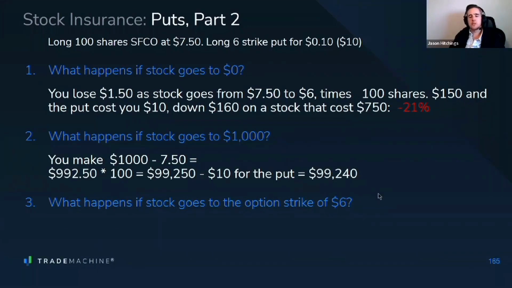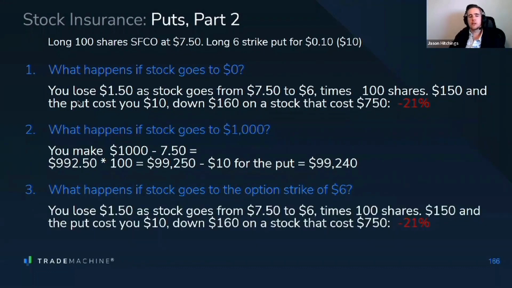And what happens if the stock drops exactly down to 6? Well, you end up in the same scenario you did here at the beginning, but you don't actually use the put, because having the right to sell it when you could just sell it in the market doesn't really have any advantage. So you're still going to lose the 21%, but you're still going to own the stock in this scenario, unless you really want to exercise the option, which you have the right to do, but it would just be the same as selling it in the market.